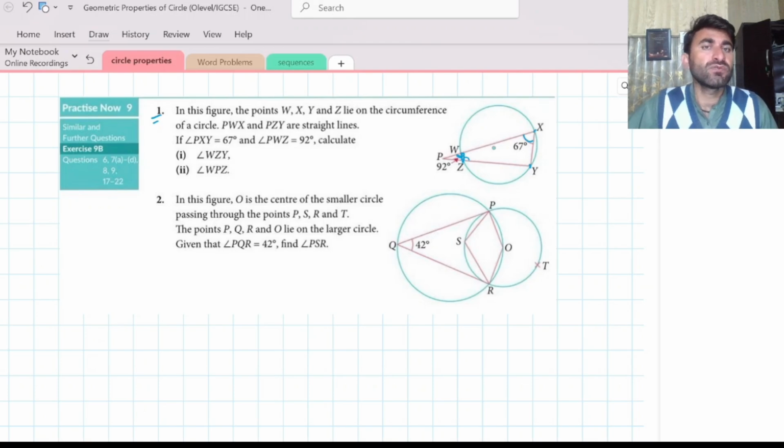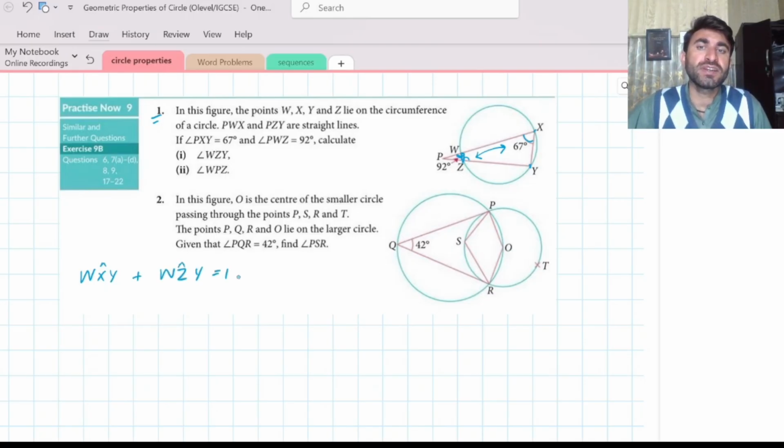So as we can see, the 4 points W, X, Y, Z, they lie on the circumference. So this is actually a cyclic quadrilateral. So these two angles WXY and WZY, they must be supplementary because they are opposite angles of the cyclic quadrilateral. So I can say that WXY plus WZY is equal to 180 degree. Because they are supplementary, they add up to 180 degree. So because WXY is 67 and we need WZY, so WZY must be 180 minus 67.